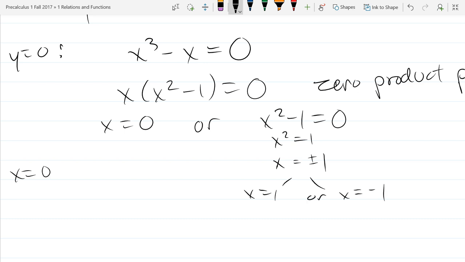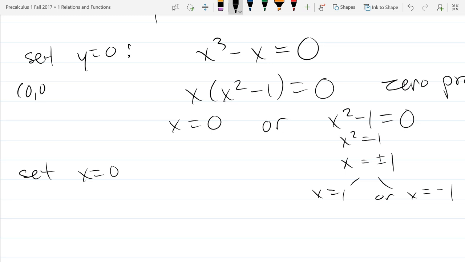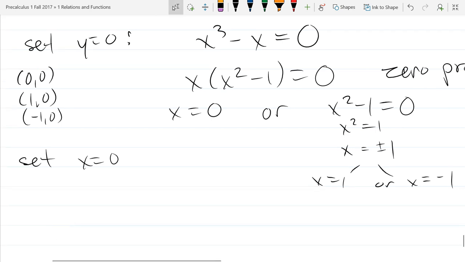So we're really getting three x-intercepts, and we write them as points. We got (0, 0), (1, 0), and (negative 1, 0). So there's really three x-intercepts. When we get further into polynomials, hopefully you will be able to tell right away that there could be up to three solutions here because it's degree 3. If it's degree 4, you could have up to 4 solutions. So we'll do the second part of this tomorrow.